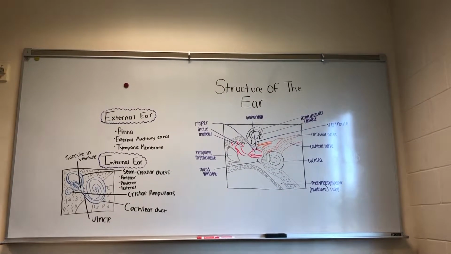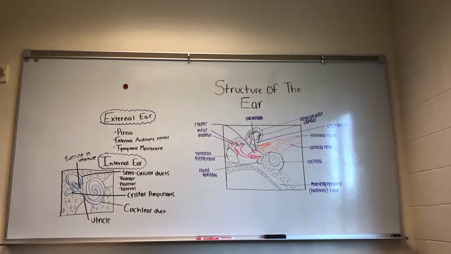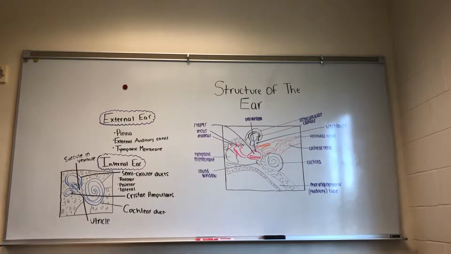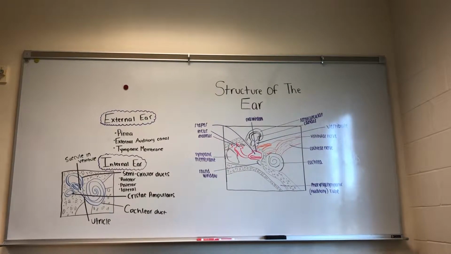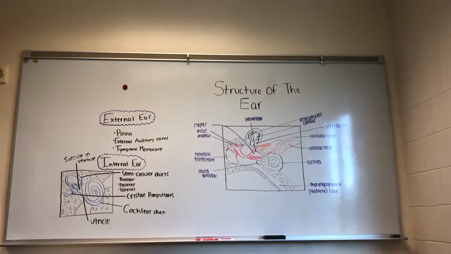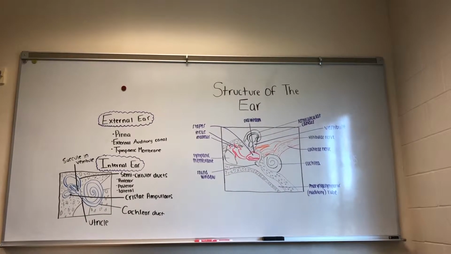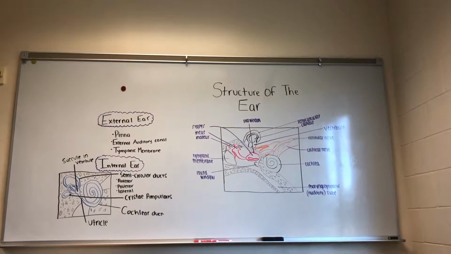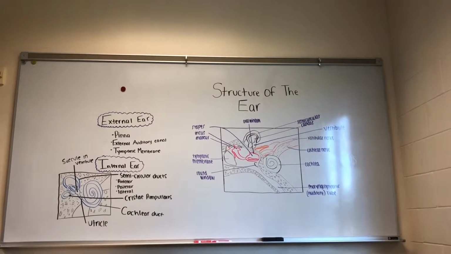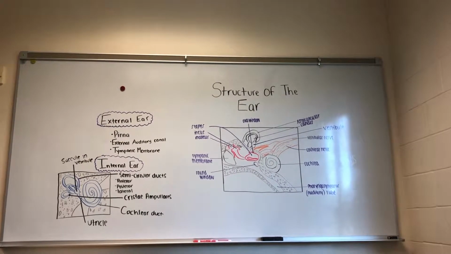The next thing is the external auditory canal, which is lined with skin and hair and has sebaceous glands and apocrine sweat glands. And lastly, in the external ear, there's the tympanic membrane, which contains the eardrum and is made out of connective tissue. The tympanic membrane transfers sound energy to the tiny bones of the middle ear.